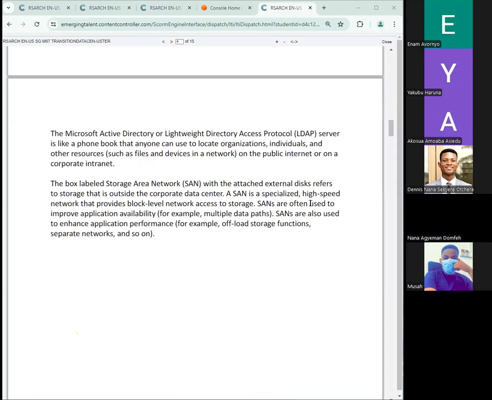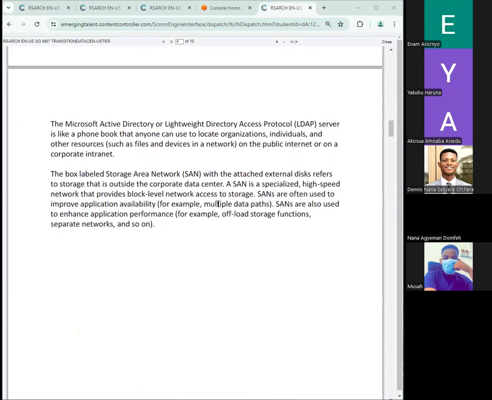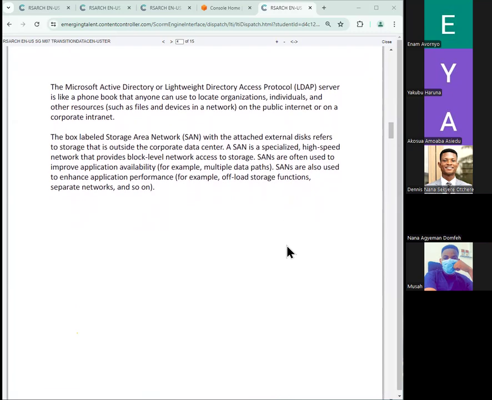So SANs are often used to improve application availability, for example, through multiple data paths. All three app servers have some data that needs to be stored on the SAN, so those three app servers use multiple data paths, and SANs also enhance your application's performance.